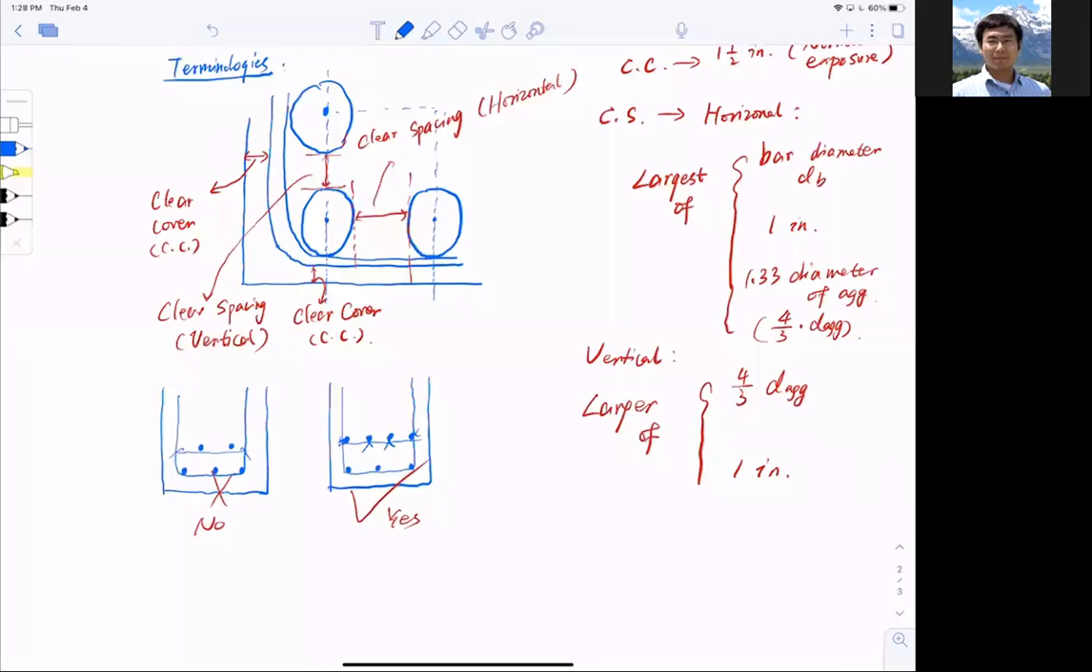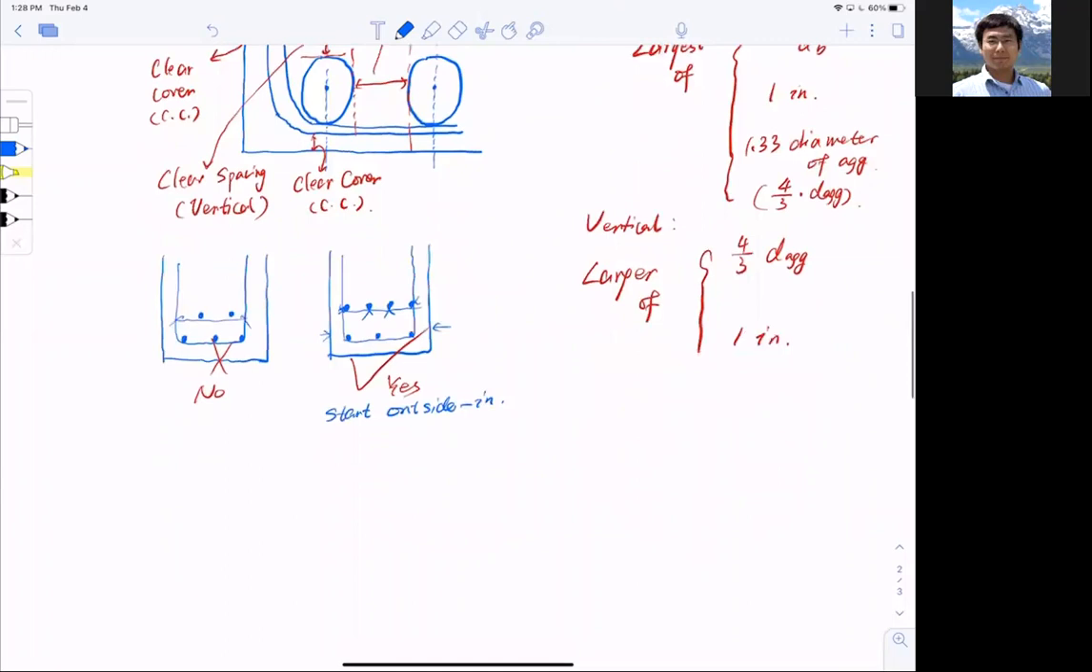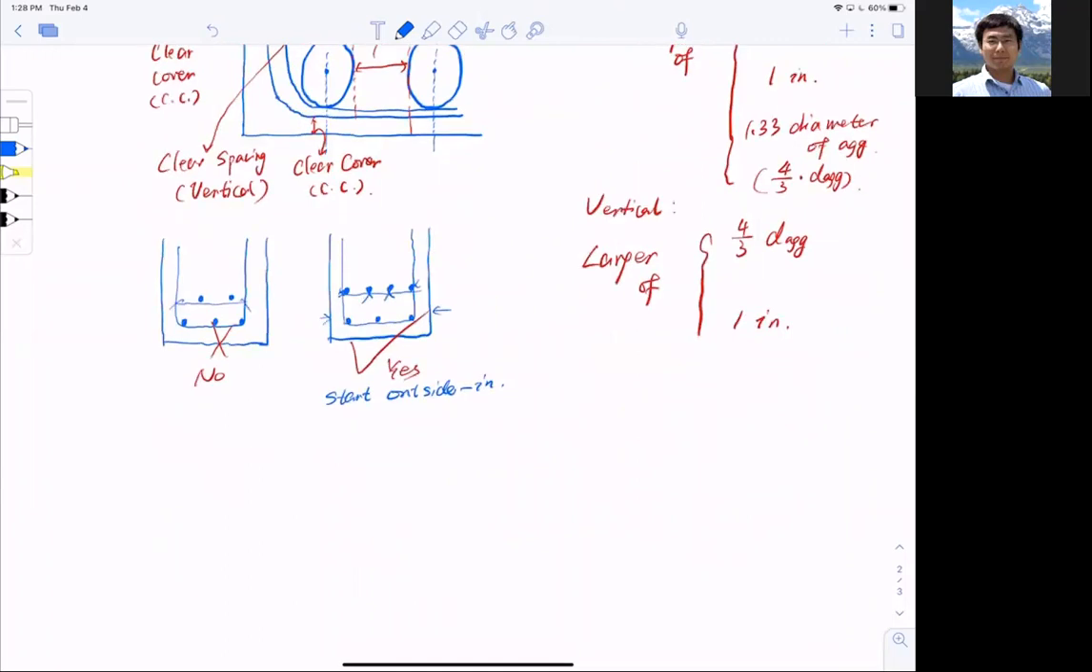Okay, so always start from outside in. That's very important. Start from outside in, not inside out. That's how you put bars. Okay, all right. So these are the ground rules for putting the bars. Not bad.